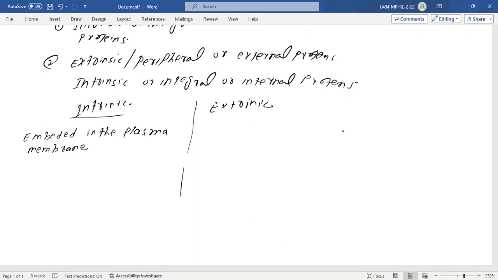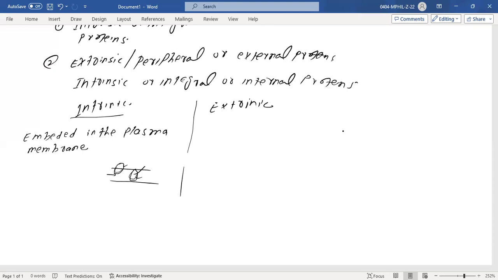How is it possible? For instance, you have a lipid bilayer. You may have a protein that is completely embedded in the membrane, or you may have a protein that is partially embedded, where half of the protein is outside and half is inside of this plasma membrane. So both are intrinsic. But the difference is one is completely embedded and the other is partially embedded. This is one character that you can differentiate, and a similar character you can also discuss about extrinsic.